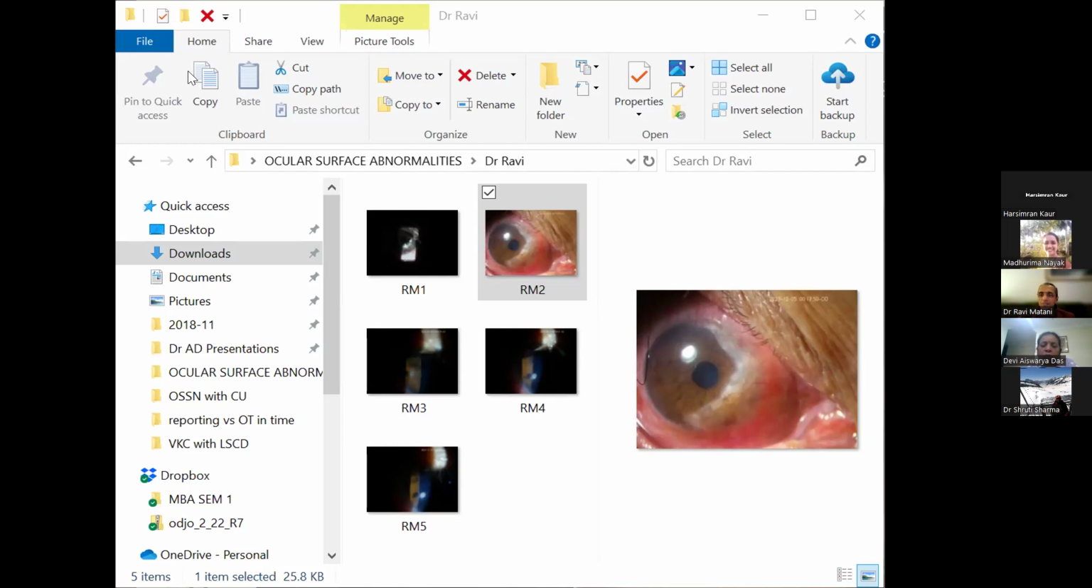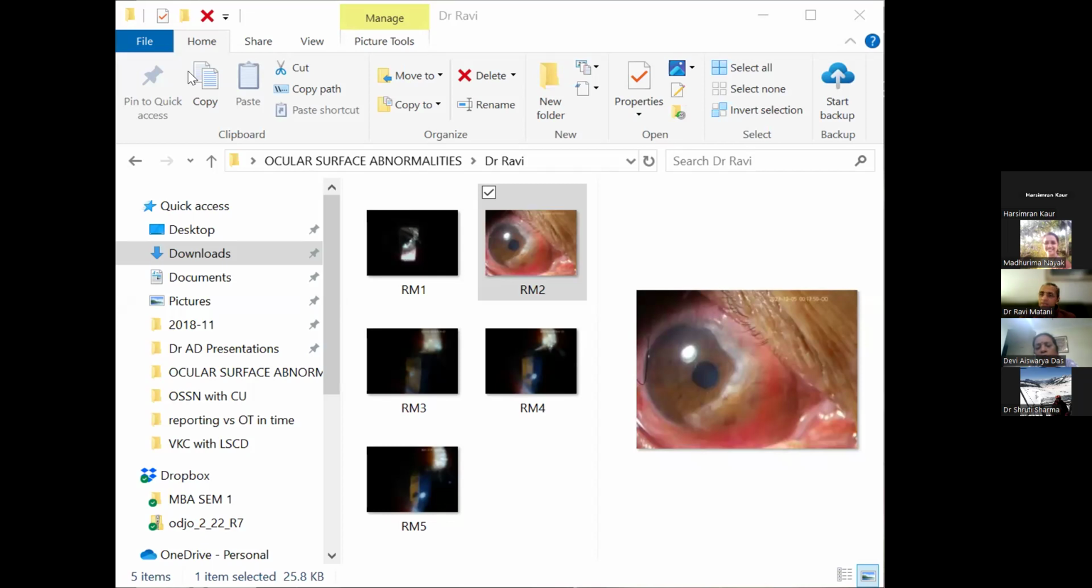So what I see here is like a pannus kind of thing. I don't have the slit picture here, but what I can see here is there is a breakdown. And since it has been chronic, this is more like a PUK, a peripheral ulcerative keratitis.